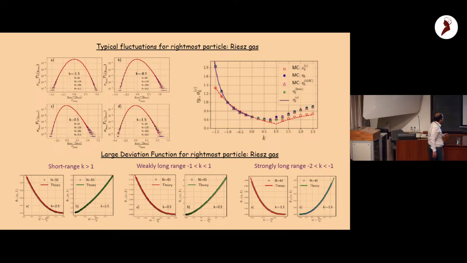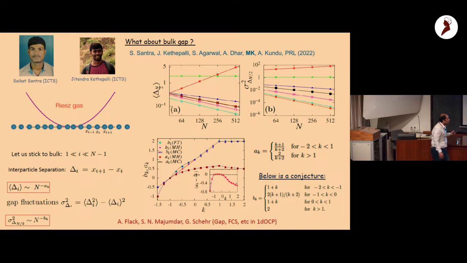So what about the bulk gap? We also studied the bulk gap of the Ries gas, bulk gap statistics. For example, deep in the bulk, you can denote it as some i which is deep inside here. And this is the interparticle separation. This is the gap fluctuations. The mean is quite simple, but for the fluctuations, we have some conjectures on how these gap fluctuations behave as a function of k.